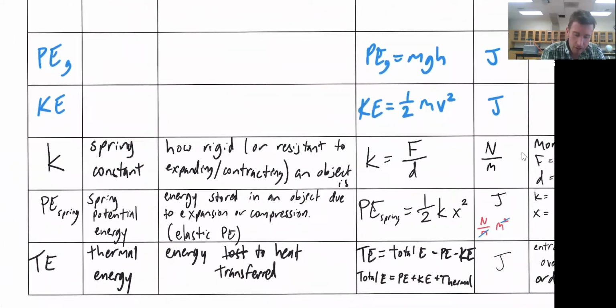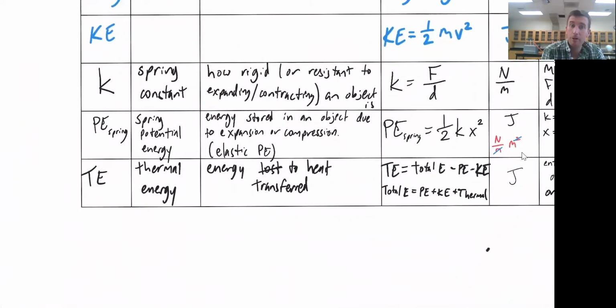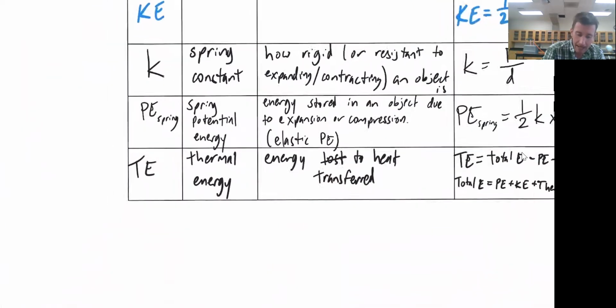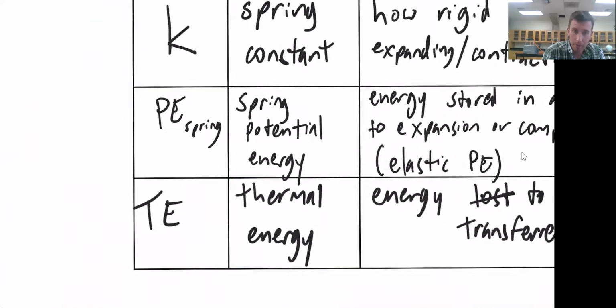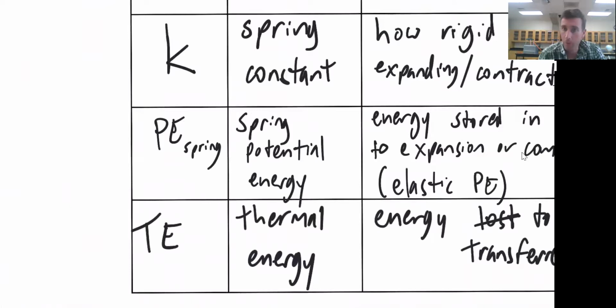Okay, so now we're going to add in a couple different new types of energy. We're going to add in spring potential energy and thermal energy. But before we're able to add spring potential energy, we want to introduce a spring or an elastic object so that we can talk a little bit about its spring constant and how it holds some spring potential energy. So let's start with the idea of spring constant.